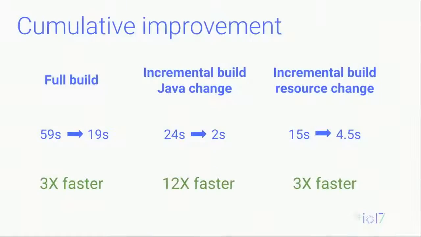So here are the cumulative improvements after applying all these tips. The full build is now 3 times faster. The incremental Java build is 12 times faster. And the resource change is also 3 times faster.